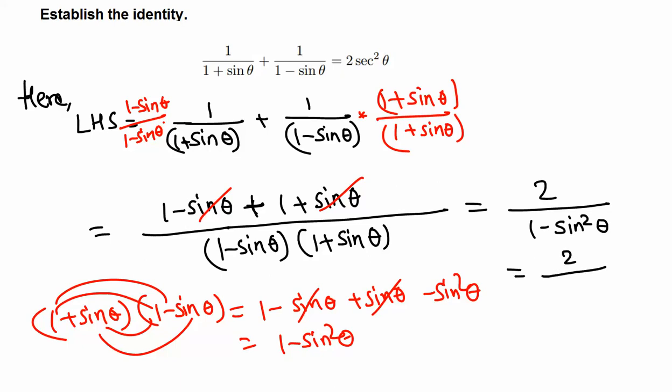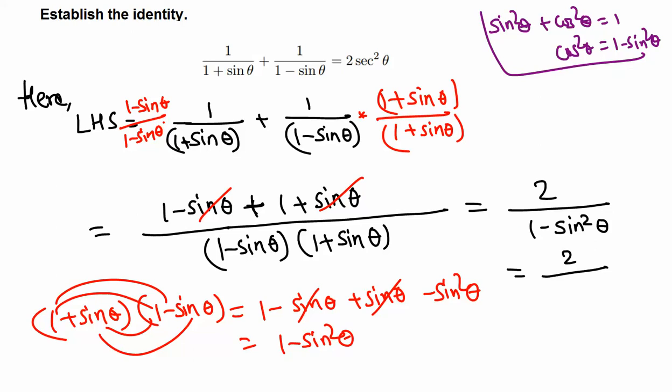That is 2 over 1 minus sine square, that's cosine square, because we know that sine square plus cosine square is 1. If we subtract sine square from both sides we get cosine square equals 1 minus sine square. So we need to know this formula, and now we can change 1 minus sine square into cosine square. So this is in fact 2 times 1 over cosine square, we can think in that way, and 1 over cosine is secant, and square, secant square, and that's what we want in the right hand side.